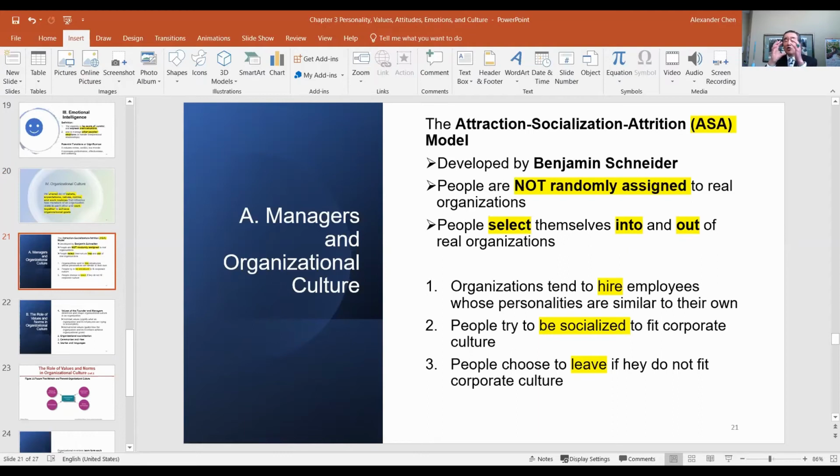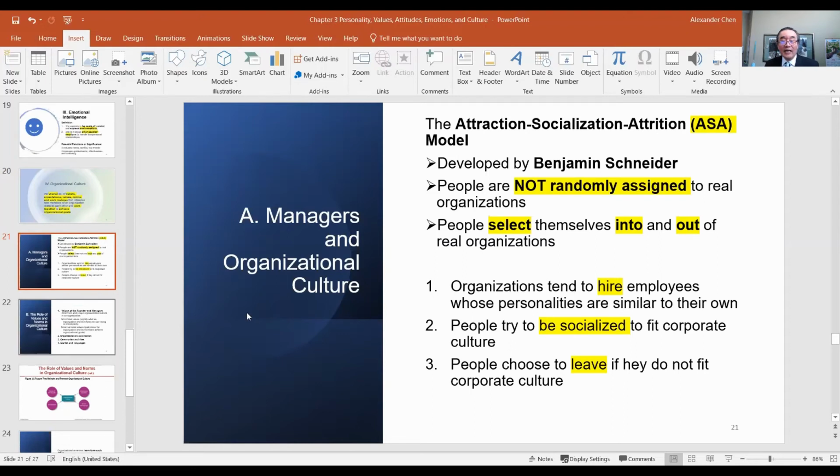So the corporate culture is going to be what? Stronger, stronger, stronger. Because those people who don't fit won't come in. If they come in and don't fit, guess what? They will be kicked out. So they call it the ASA model. It's very much common sense, but please understand what it means. The A stands for attraction, S stands for socialization, and the second A stands for attrition.